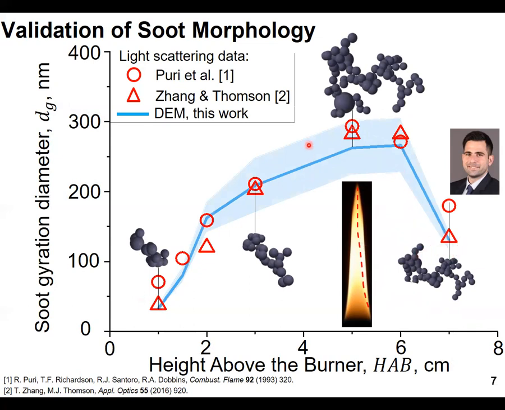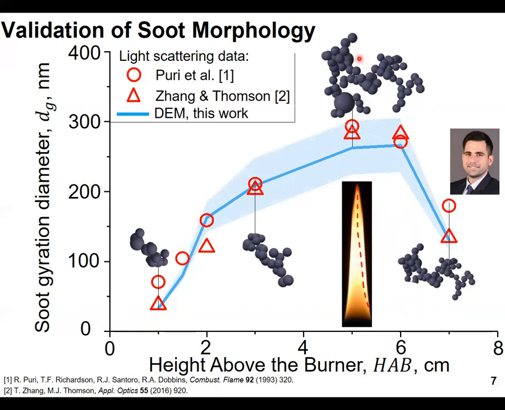The shaded area that you see over here quantifies the statistical variability of the gyration diameter that is estimated here for multiple simulated agglomerates at a given height above the burner. The evolution of the soot gyration diameter obtained from our discrete element model is in excellent agreement with both light scattering datasets, and this validates the simulated soot morphology.